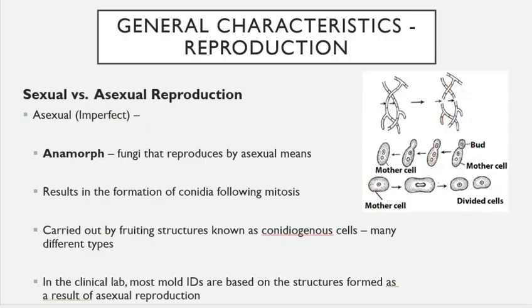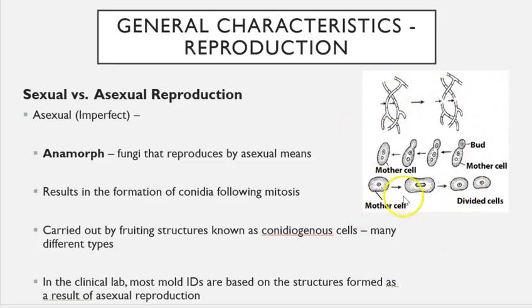Now let's discuss asexual, imperfect reproduction. Fungi that reproduce asexually are known as anamorphs. Asexual reproduction results in the formation of conidia. Remember, they're spores from the tip of the hyphae following mitosis. Asexual reproduction is carried out by fruiting structures known as conidiogenous cells, and there are many different types. In the clinical lab, most mold IDs are based on the structures formed as a result of asexual reproduction.